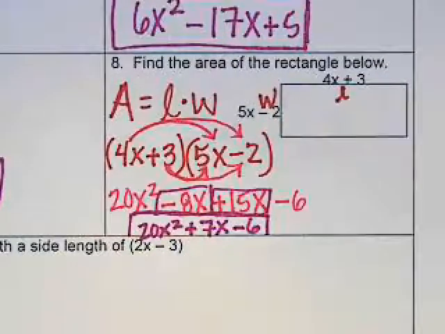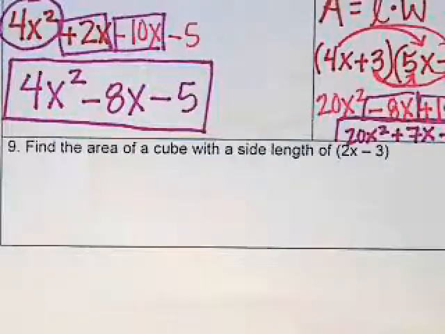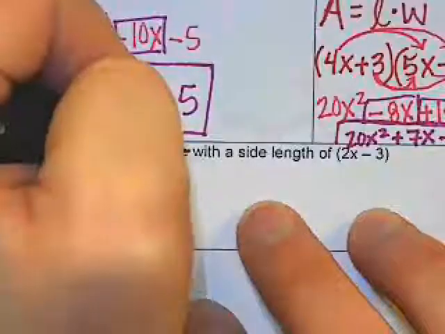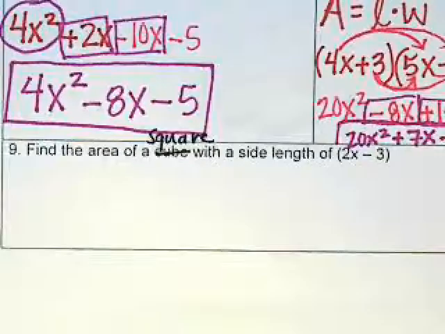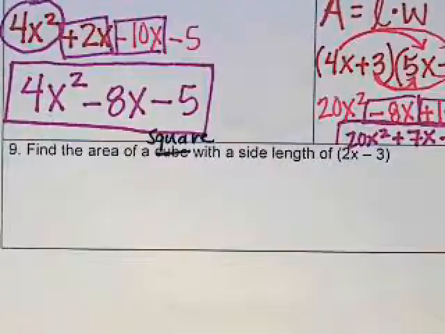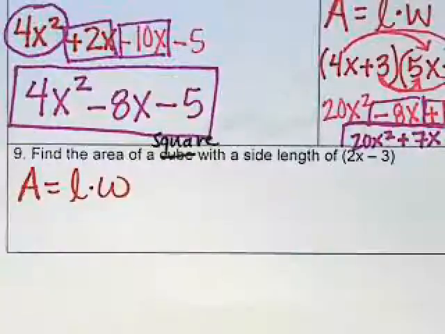Okay, now number 9. I want to change something before we work it. This should say find the area of a square. Find the area of a square. Okay, what do you know about a square? All sides are the same, okay? How do I find the area of a square? A equals length times width, correct.